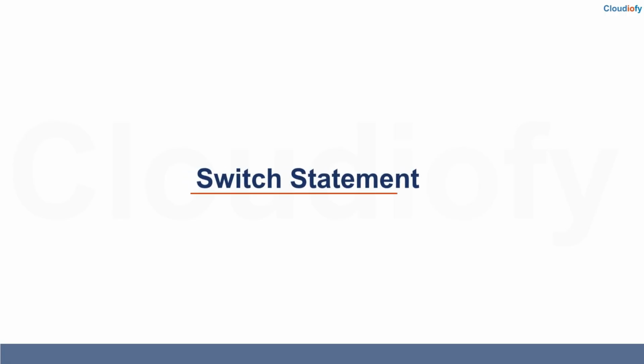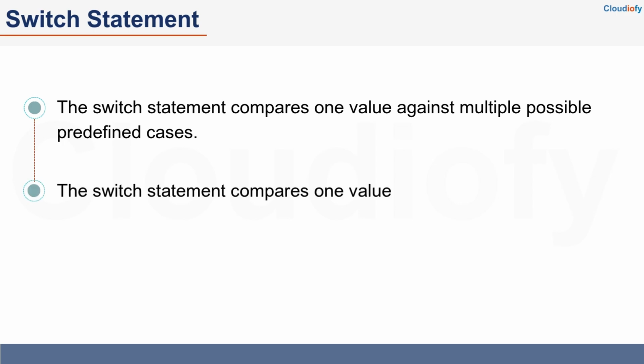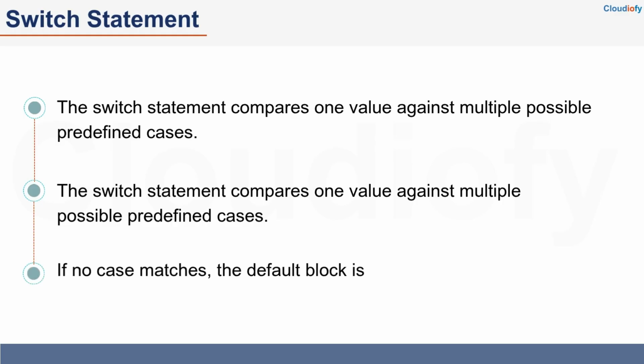Now let's understand the switch statement in C#. The switch statement compares one value against multiple possible predefined cases. You check a single value and match it against several known options. It executes the code block that matches the corresponding case value. Only the matching case runs. All other cases are ignored. If no case matches, the default block is executed to handle all unmatched values. The default is like a backup. It catches everything that doesn't fit the listed cases.